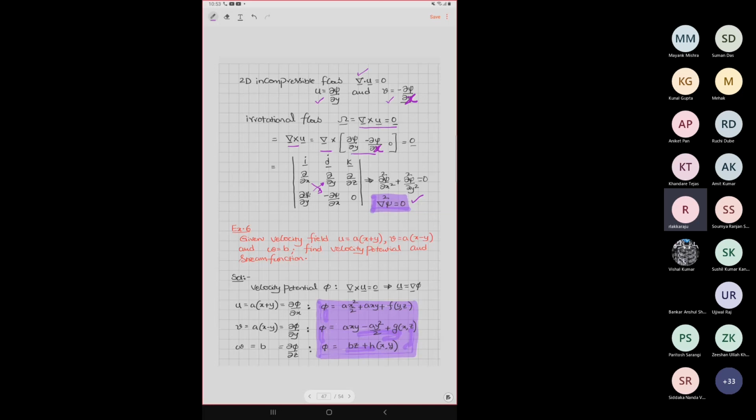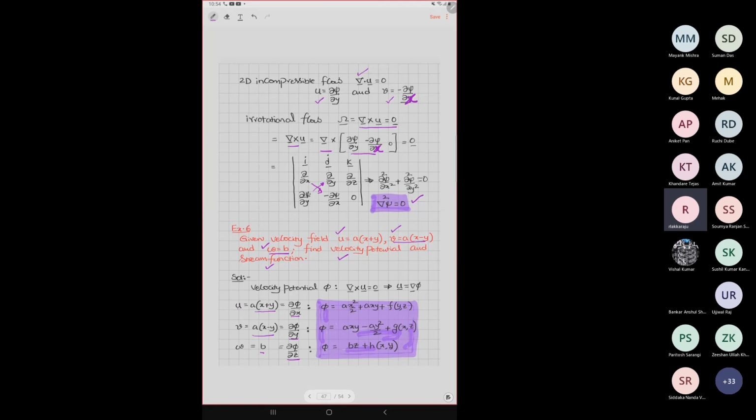And there are specific examples. Like if the velocity field is u, v, and w, find the velocity potential and stream function. It is very easy. u is equal to del phi by del x, so a of x plus y is equal to del phi by del x. Similarly, the v component, a of x minus y, is equal to del phi by del y. And b is equal to del phi by del z. Three equations, integrate one after the other. Phi is equal to x square by 2 plus axy plus f of yz. Phi is equal to axy minus ay square by 2 plus g of xz. Phi is equal to bz plus h of xy.